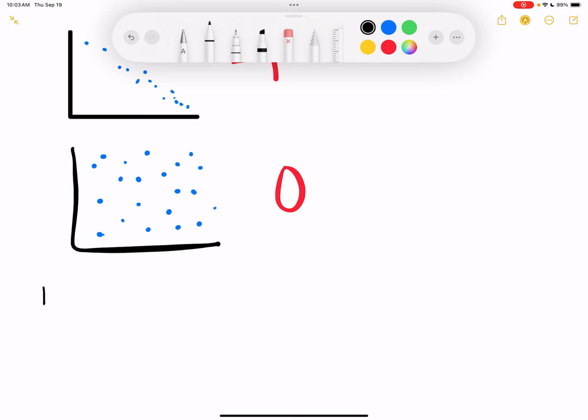Number 10. In exercises 10 through 15, draw a scatter plot for the data. B, approximate the best fitting line. And C, estimate y when x equals 20. So the table, this is where we're going to use our calculators.